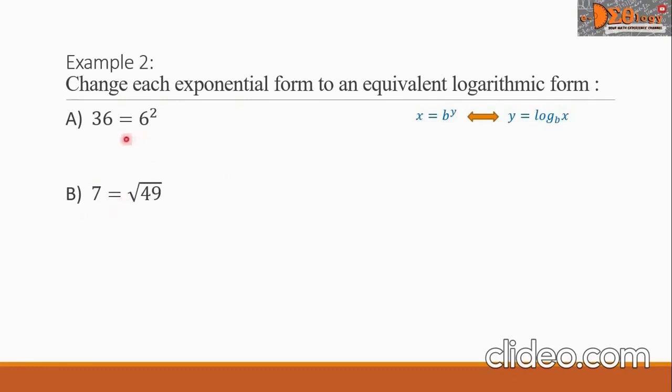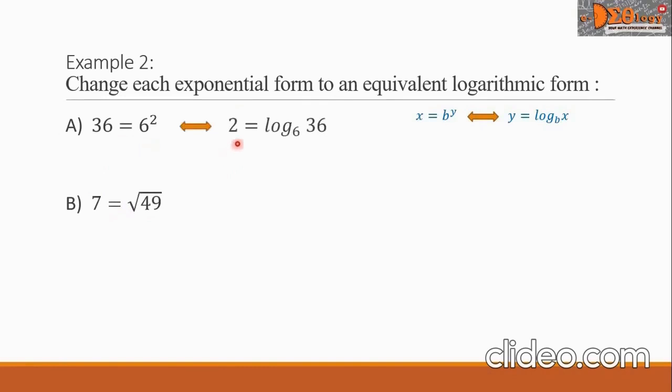Let's begin with letter A, and this is equivalent to 2 equals log of 36 to base 6. Now, this number 2 is the exponent of our exponential form. And we write equals. We put the log of the number 36, we copy here, and the base 6 of the exponent is the same base of the logarithm. So this is our answer for letter A.